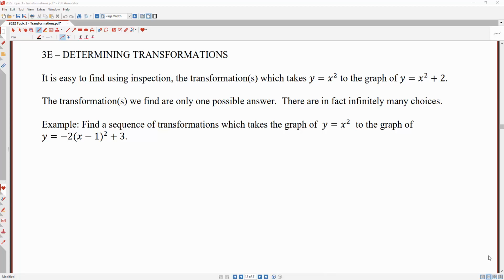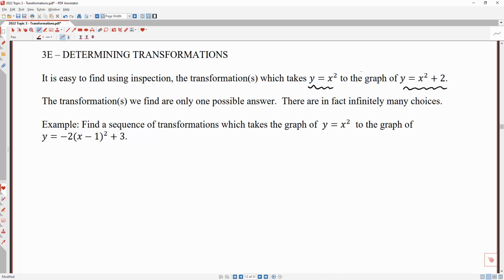In the last few lessons, we've been applying some transformations to a particular function to create a new function. Today, what we'll be doing is actually determining transformations. Now, what does that mean? That means that basically we'll get given a function, get given a resulting function, and try to work out what transformations would have been applied to the original function here, for example, y equals x squared, to take it to the graph of y equals x squared plus 2.